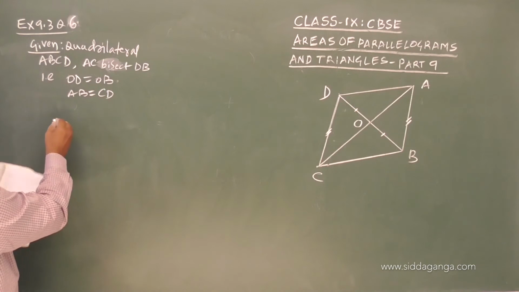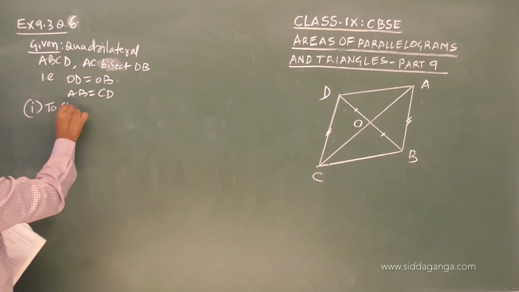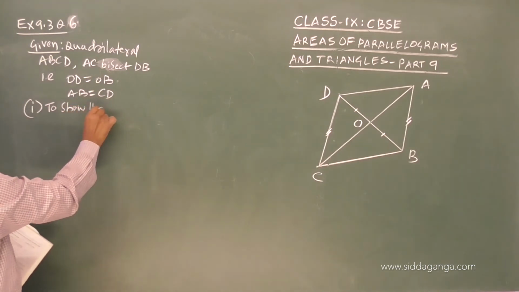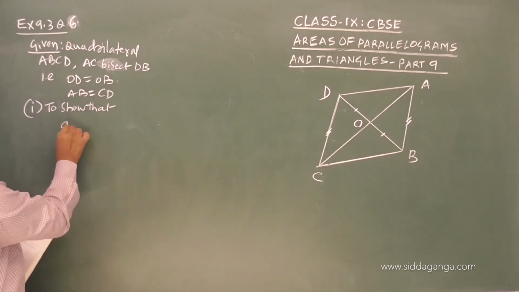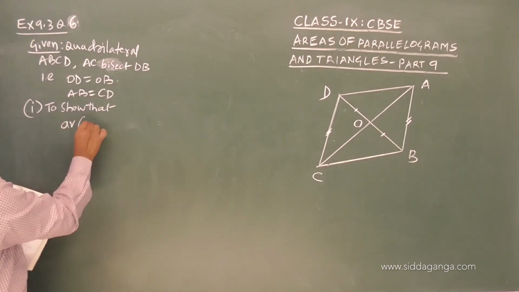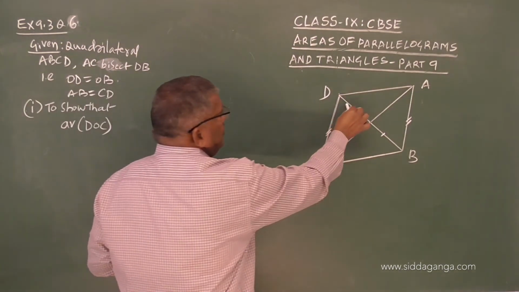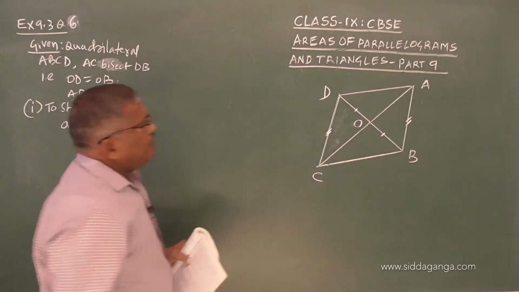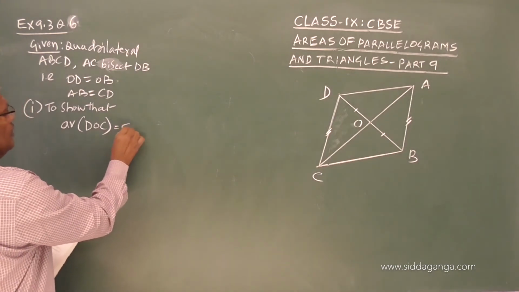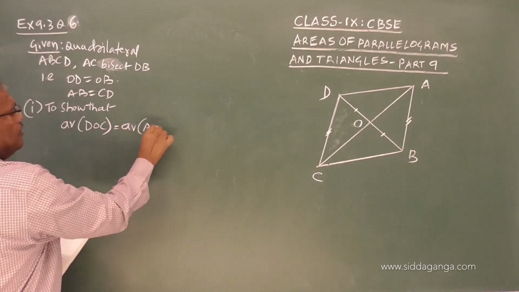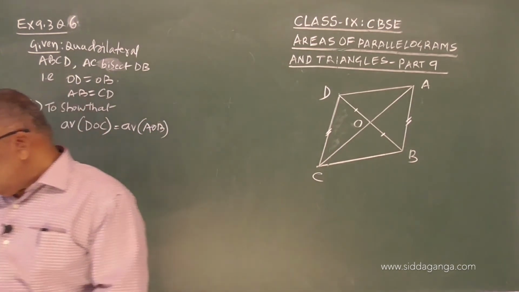Now, to show, first one, to show that area of DOC equals area AOB. So this is the first proof we have to do.